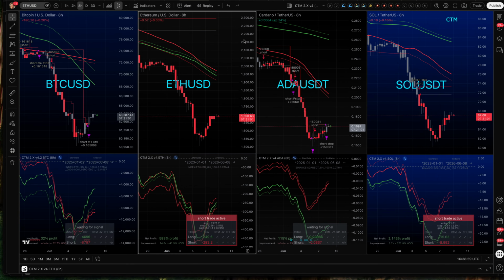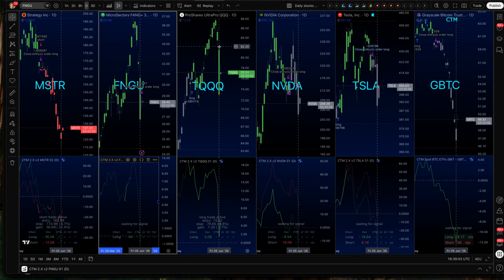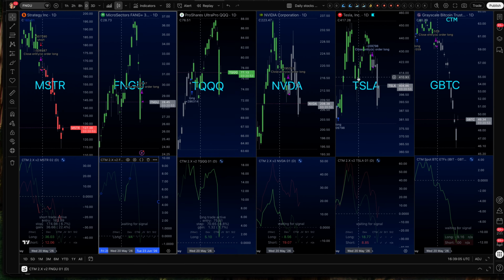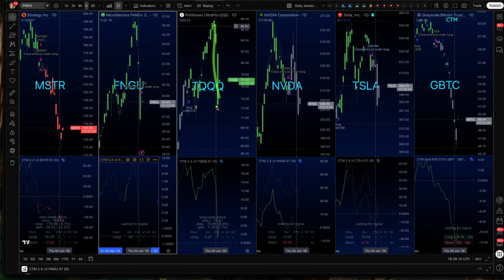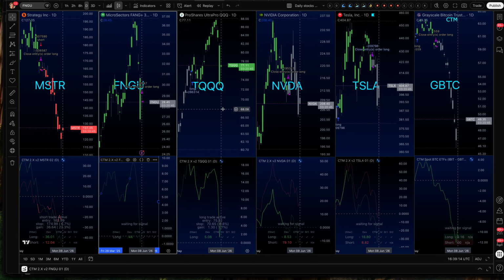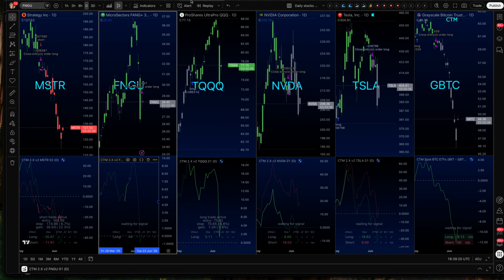Let's start over here with CTM 2.0 V2. And aside from strategy holding an open short and TQQQ holding a trade that's giving back a lot of profit after Friday's slaughter, basically at break even right now, everything else is out of the market. And it was a good run. It was a good run for sure.